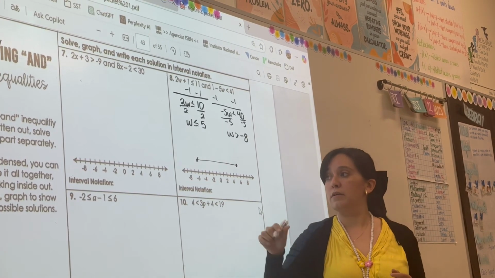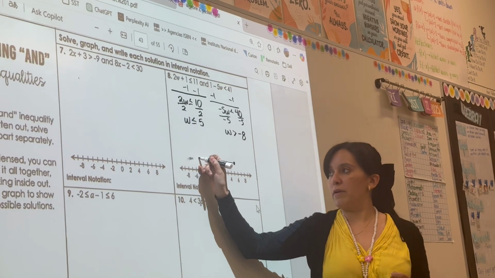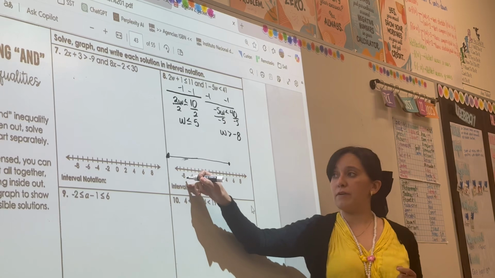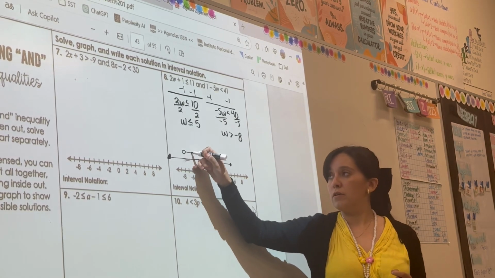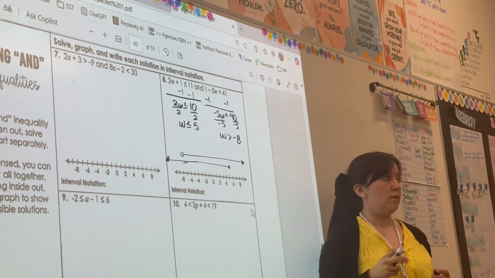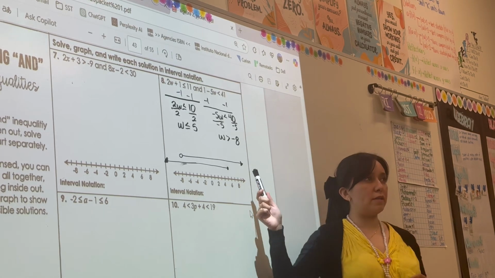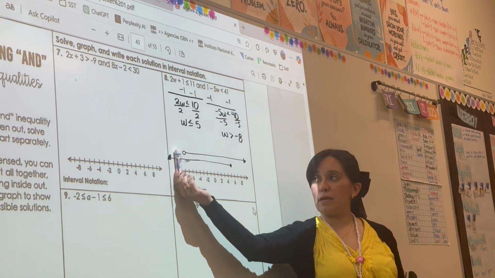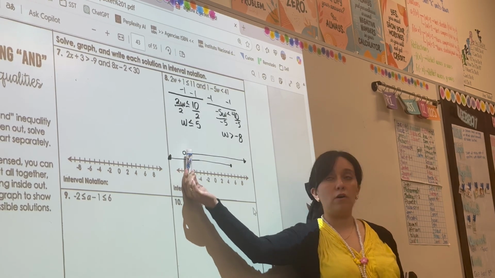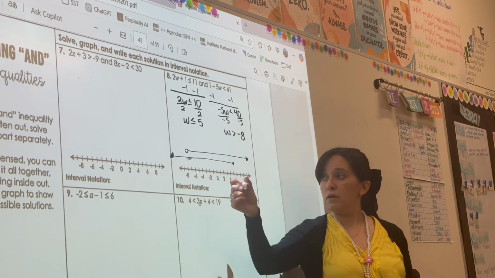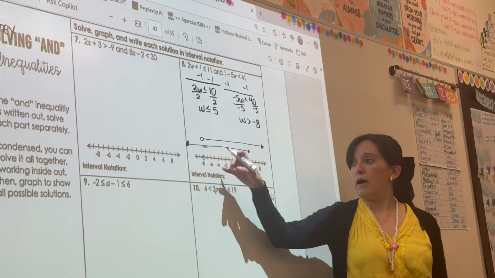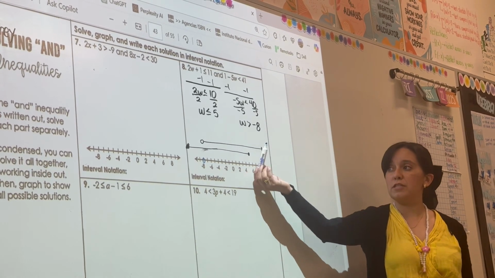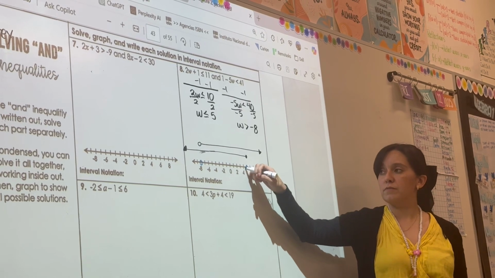Everybody agree? Let me do it all the way down. And greater than negative 8 is going to be an open circle to the right. Anybody any questions about what I did? Okay, so the section that they overlap is going to be starting from here, right? Open circle. And then continue overlapping, overlapping, overlapping until this point with a closed circle.